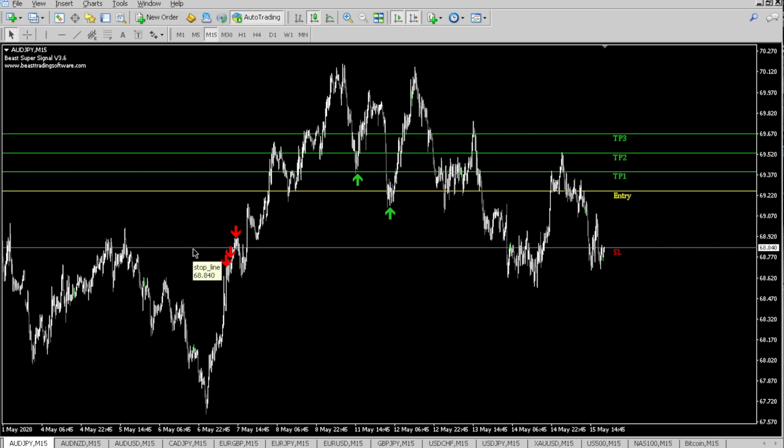Jumping right into it, the first chart we're looking at is Australian dollar and Japanese yen. Looking back, actually this was last week, we had a few signals here which unfortunately took a loss. This one would have hit a small profit, but unfortunately we did take a small loss.